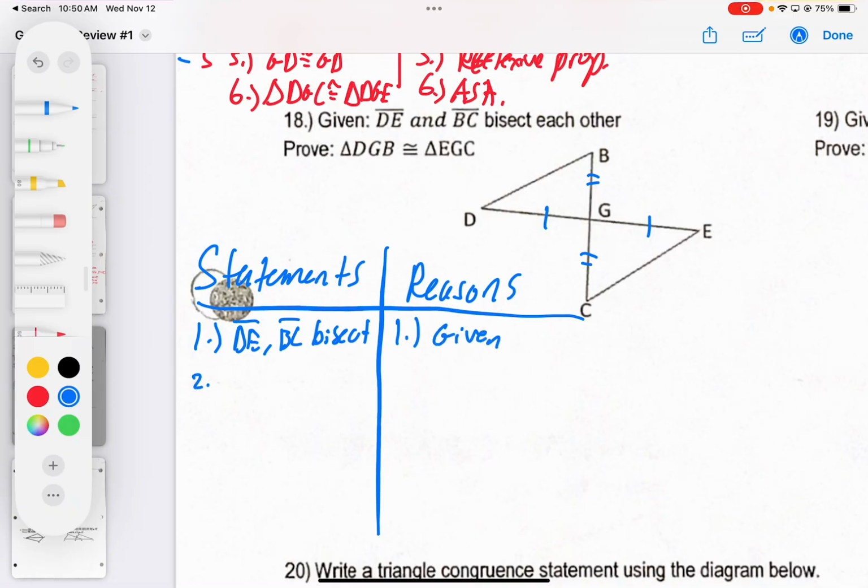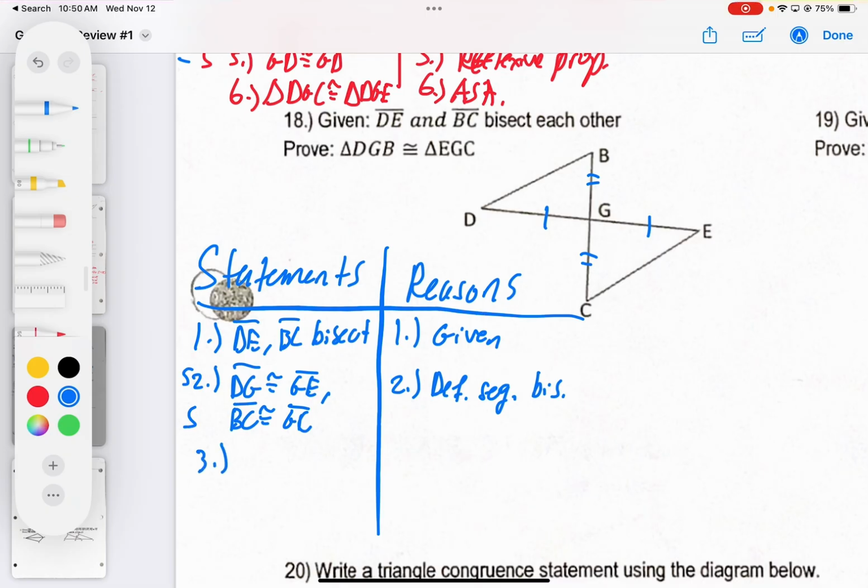So then let's list that. DG congruent to GE, General Electric. And then BG congruent to GC. And then our reason for that would be what? Good. Definition, segment, bisector. Cool. I got 2 sides. I used my givens for all they're worth. Where do I go from there?